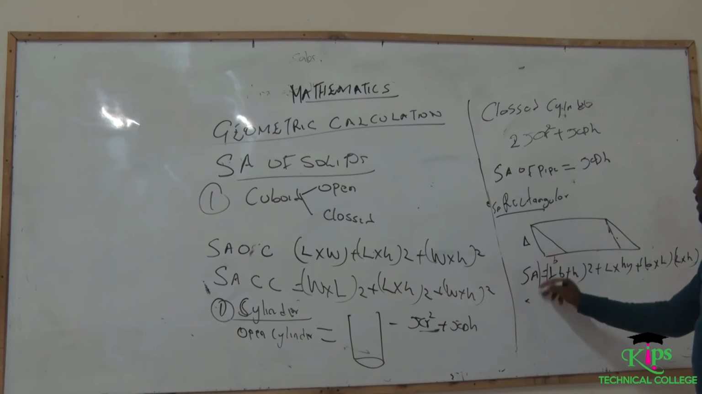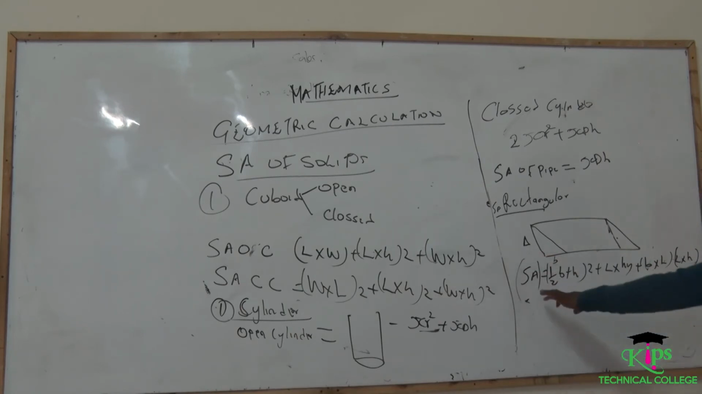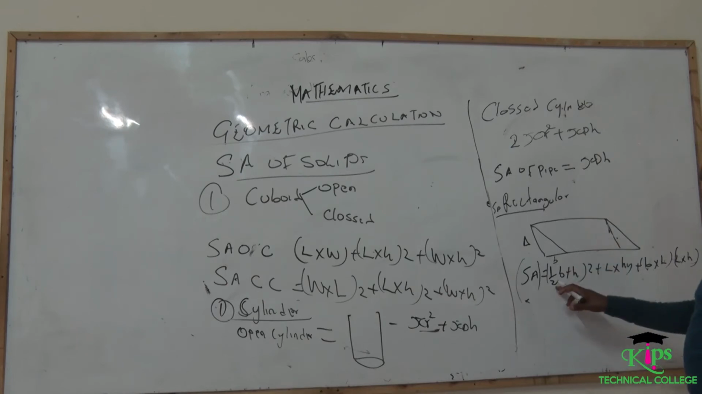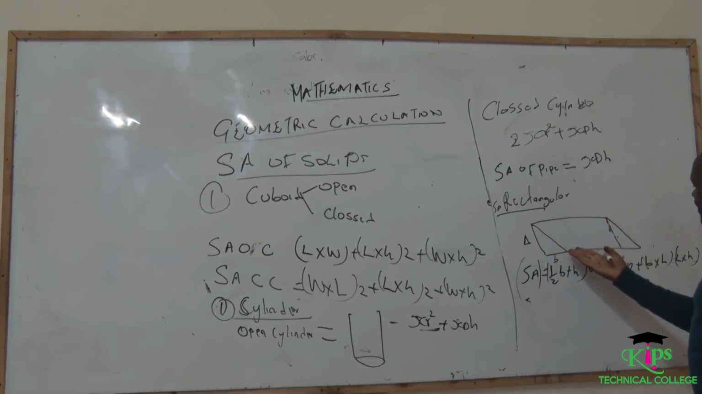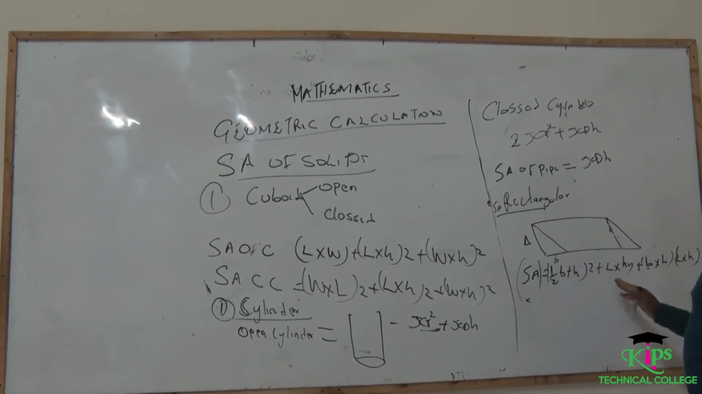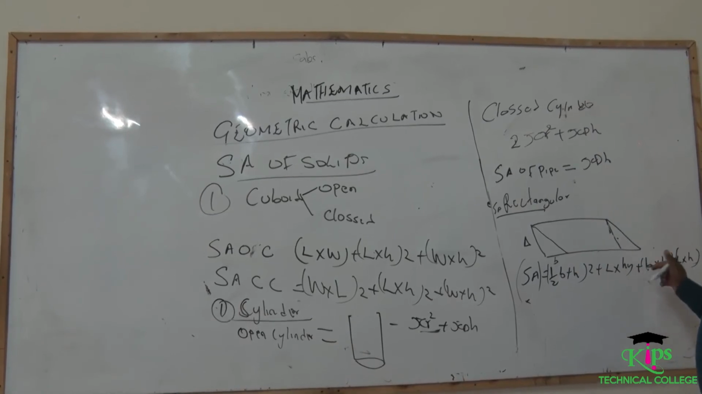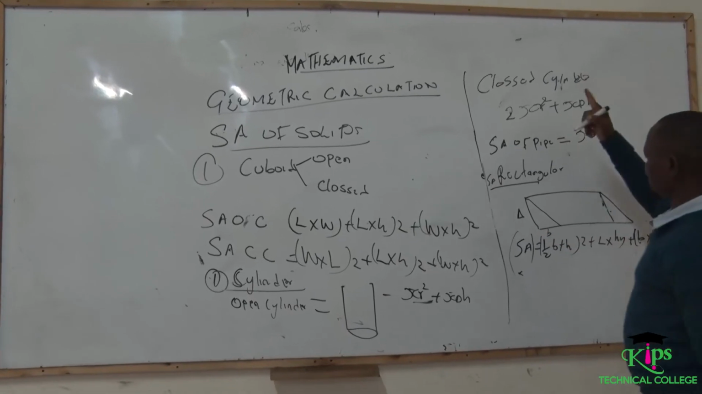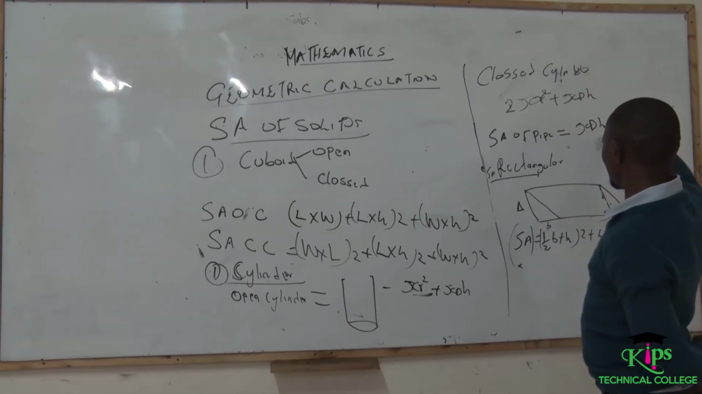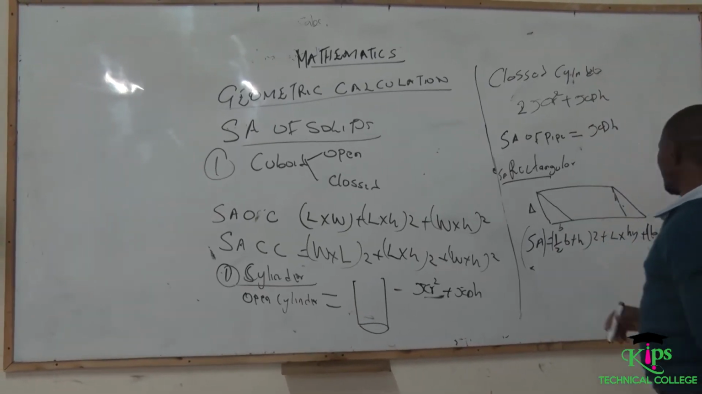So this is how we can get the total surface area of a rectangular prism. It is half base times height by 2, plus length by hypotenuse. This one is for us to get this face. We have a face on the bottom, which is breadth times length, then we add again length times height, and breadth times height, on this part.